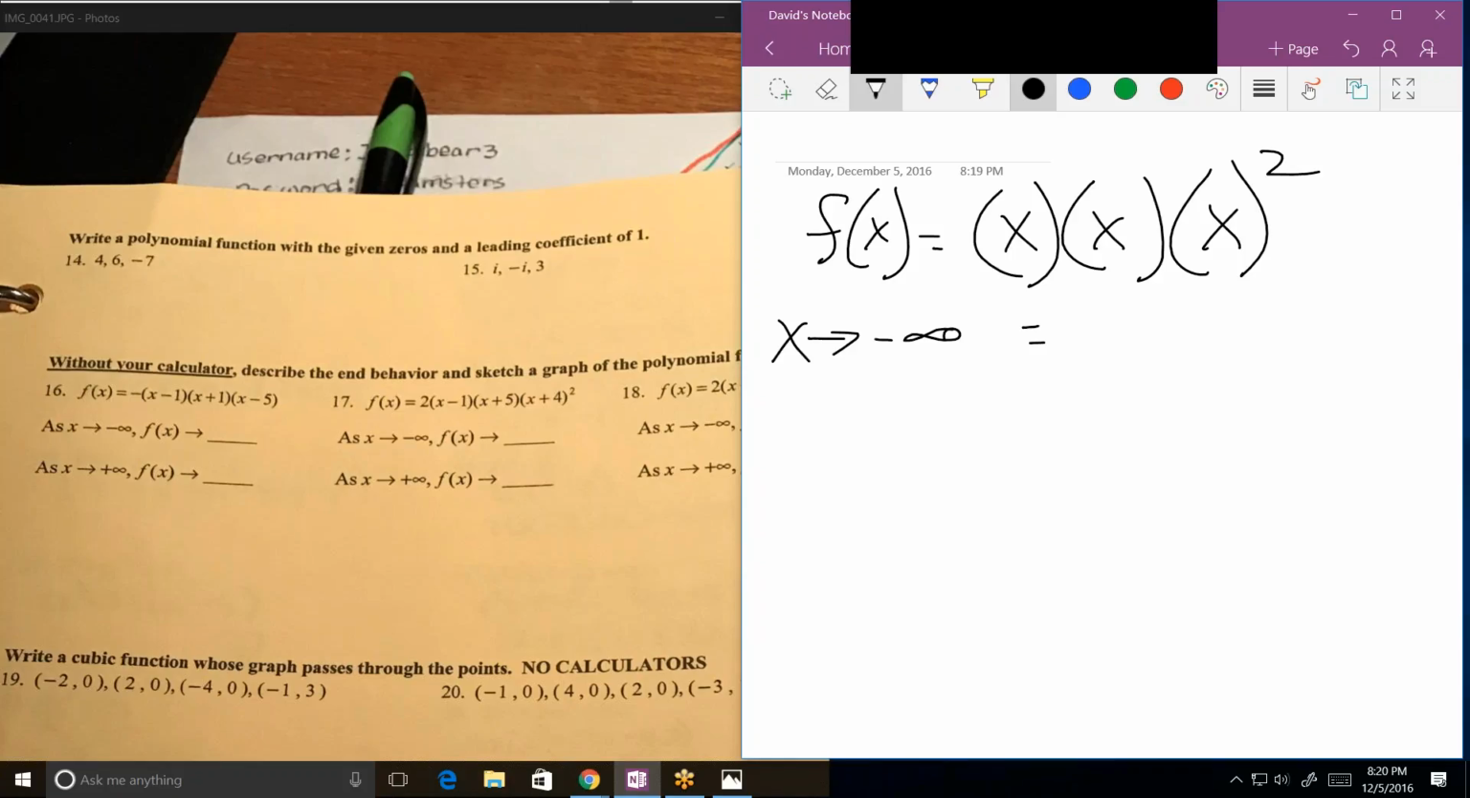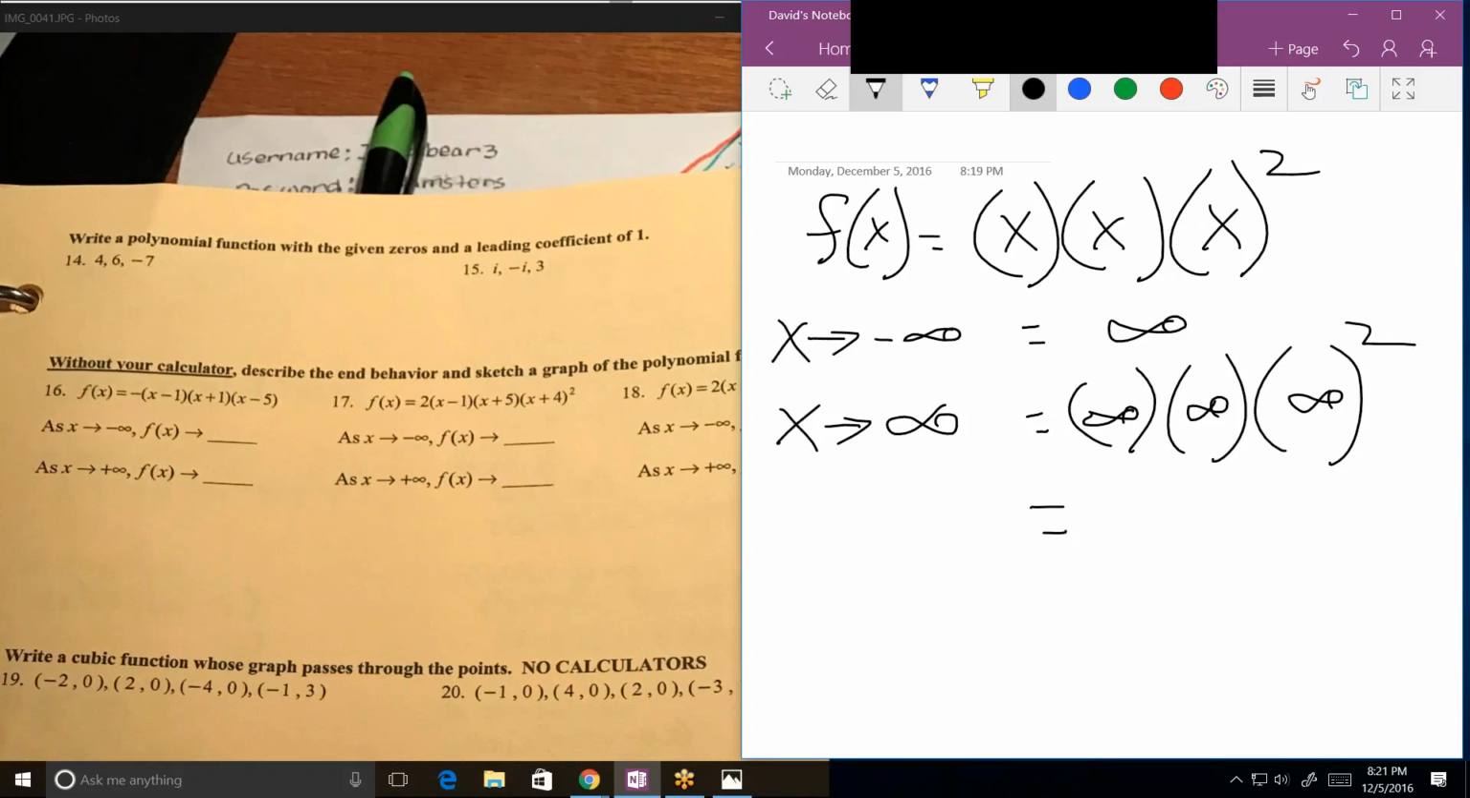For this one, it'd be positive infinity, because when I substitute negative infinity and I square it, it turns into a positive infinity. I have infinity times infinity times infinity, that's positive infinity. But as x goes to positive infinity, what does it go to? Negative infinity? No, I tricked you. All you're doing is substituting infinity, so we're going to have infinity times infinity times infinity squared. There are no negative signs anywhere there, so it'd be positive infinity. So the behavior on this one is positive infinity regardless.